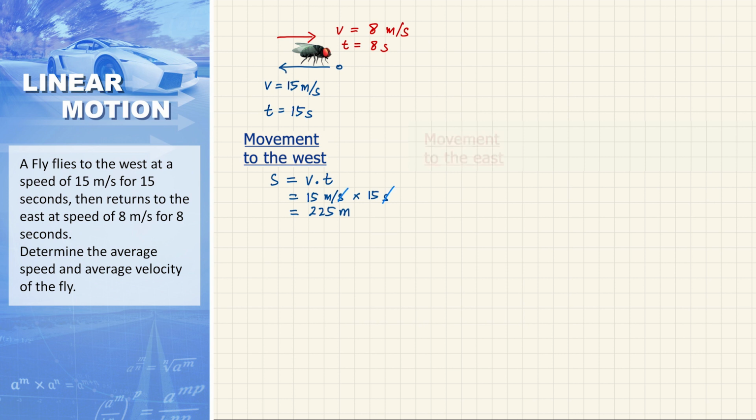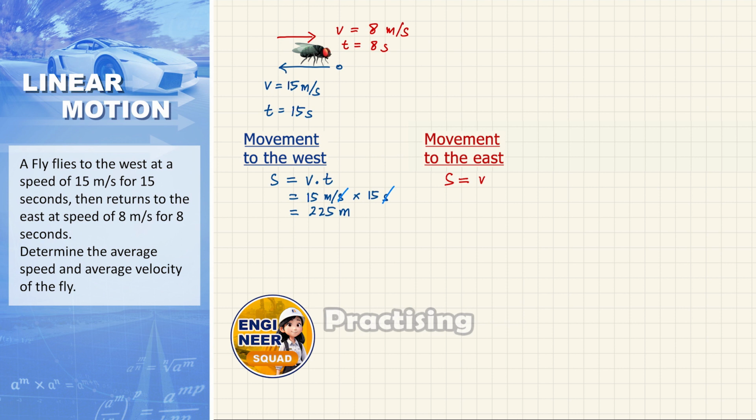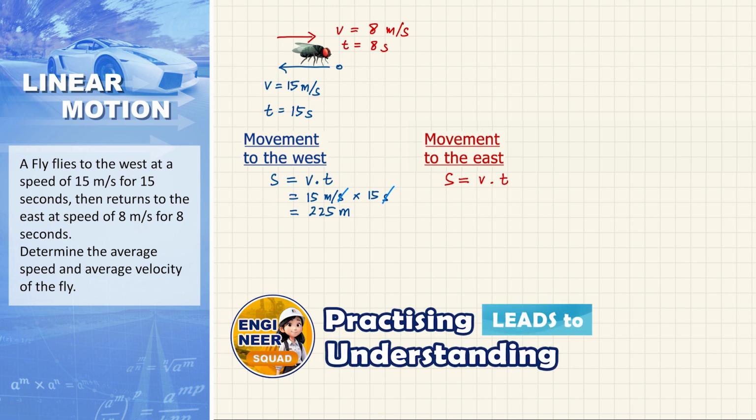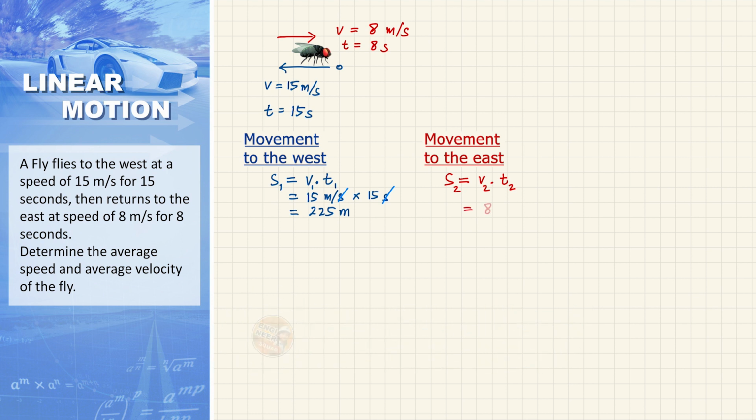Then, we count the flying east part. The distance, or s, equals v multiplied by t. We put index 2 for movement to the east. It is 8 meters per second multiplied by 8 seconds. The second units cancel each other too. We get the distance is 64 meters.